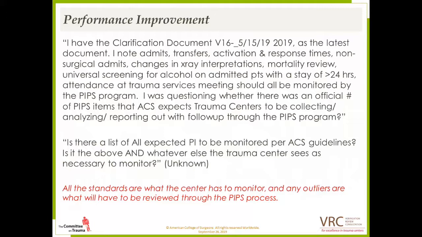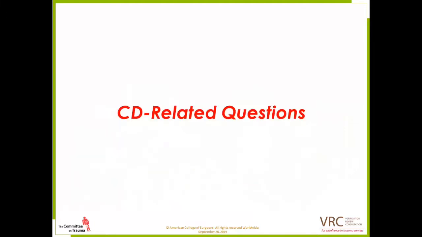Another similar question that we got was, is there a list of all expected PI to be monitored per ACS guidelines? Is it the above and whatever else the trauma center sees as necessary to monitor? So in this case, all the standards are what the center has to monitor. For example, tracking ortho and neuro response times and any outliers are what will have to be reviewed through the PIPS process. I'm going to turn it over to Megan for the CD-related questions for this month's webinar.